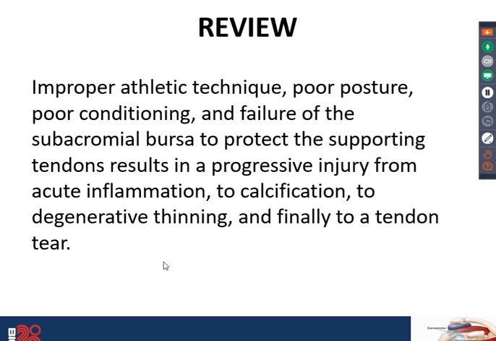Things like improper athletic technique, poor posture, poor conditioning, and issues with the subacromial bursa can cause inflammation. Of course, we know there's calcification that can occur as well. There can be degenerative thinning around the joint, and of course, there can be tears of the tendon. Most commonly, degenerative tears as we get older, whatever older is nowadays.